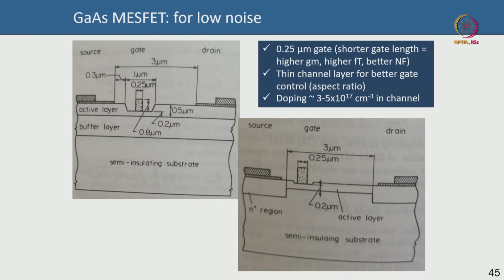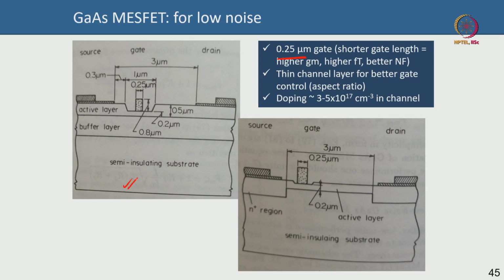This is basically two examples. This is fairly old, but the concept does not change. 0.25 micron technology. When they say 0.25 micron technology, it means the gate length is 0.25 micron or 250 nanometer. So, this is a 0.25 micron technology. You can see these are actually two low noise devices.